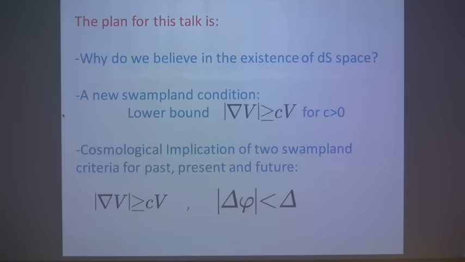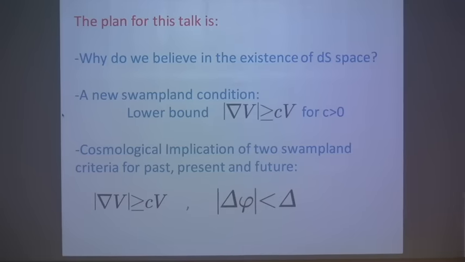So the plan for my talk is, first of all, I want to discuss the evidence we have for the existence of de Sitter space. I motivate the discussion based on observation, and then I talk about a new swampland condition, which is a lower bound on the gradient of a potential for scalar fields in quantum theories of gravity, with the bound being proportional to V itself with some positive constant. And then I talk about cosmological implications of two swampland criteria for the past, present, and future of the universe. One is this criterion, and the other one is a criterion on the bound of the range of the scalar fields.